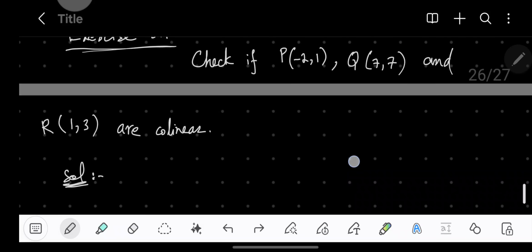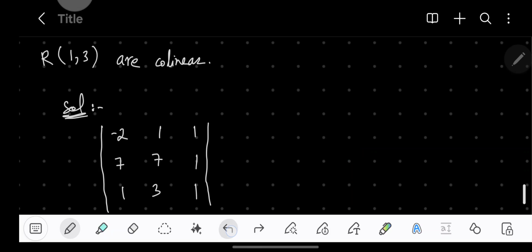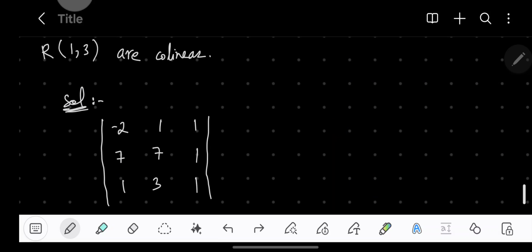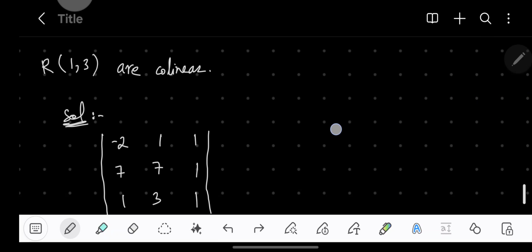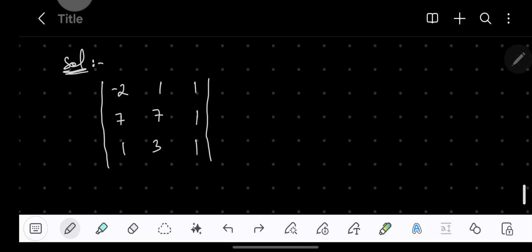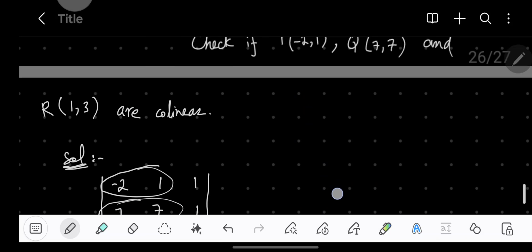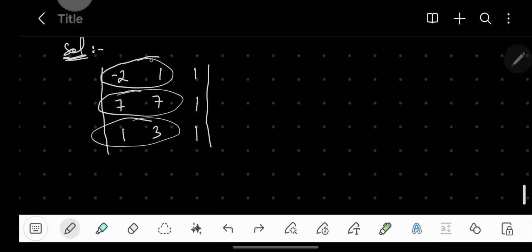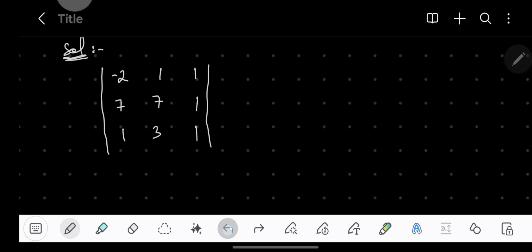In order to check whether the points are collinear, we have to find the determinant. If the determinant is 0, then the points are collinear. Otherwise, no. In the determinant, you will write here 1, 1, 1. And here you will write the first point. Here you will write the second point. Here you will write the third point. You can check the first point is minus 2, 1.